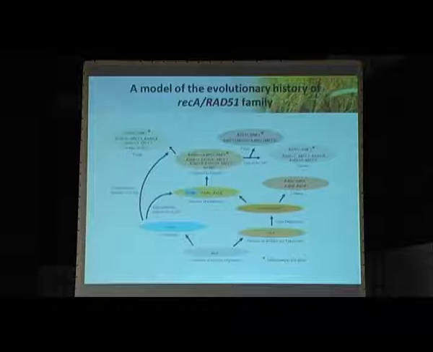This slide shows a model of the evolutionary history of the RecA and Rad51 family. The Rad51-like genes evolved from a single RecA ancestor, probably by gene duplication, gene loss, and perhaps even endosymbiotic gene transfer. In eukaryotic organisms, Rad51 alpha and beta were duplicated before the divergence of major eukaryotic groups. Gene duplication produced the Rad51 and DMC1 genes from the alpha lineage, whereas Rad51C, Rad51B, Rad51D, XRCC2, and XRCC3 arose from the beta lineage.